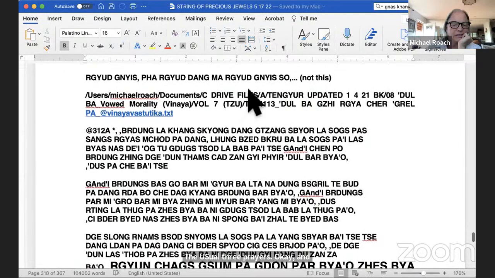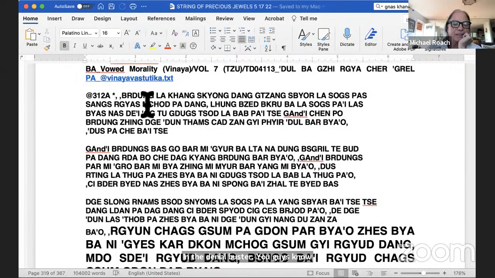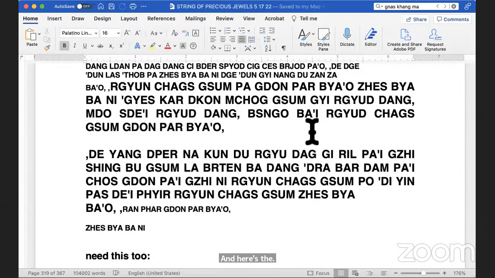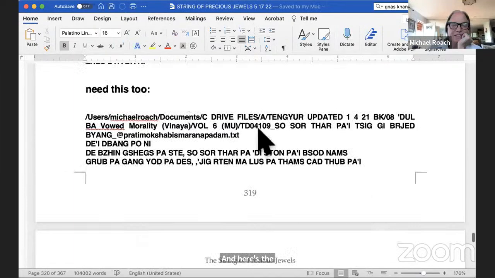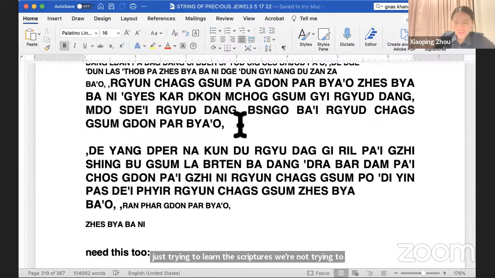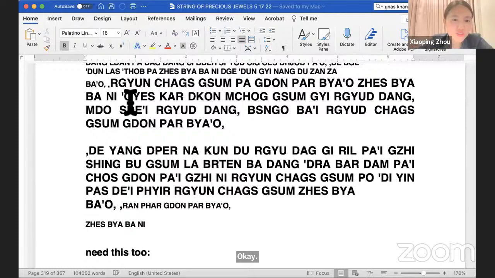Thank you. In the Vinaya Vastu, you guys know what that means now. The foundation of... Yeah, and here's the where is that? Okay, this is a long story, but you don't mind because we're just trying to learn the scriptures. We're not trying to finish anything, right? okay, yeah, who's checking? Cutting. Let's go. Yeah.